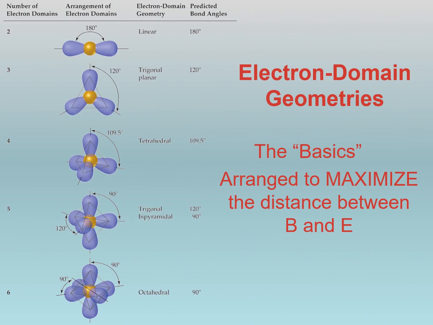So here's a better look at that. You can see the angles. You can see down here at the trigonal bipyramidal, you can see where the 120 angles are compared to the 90s.